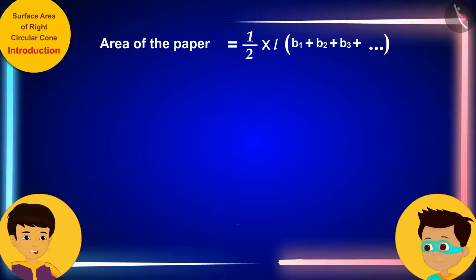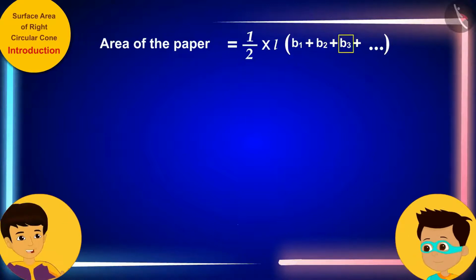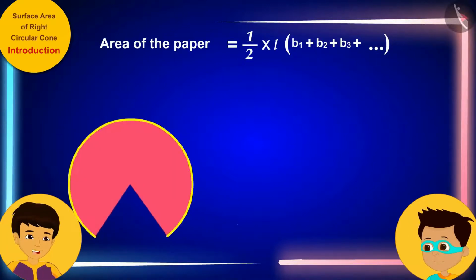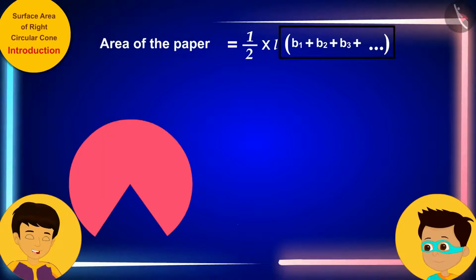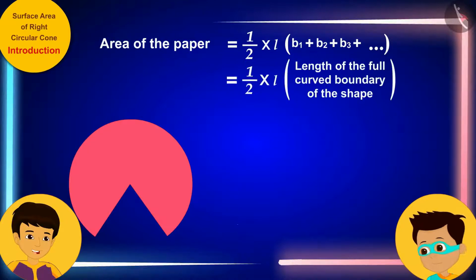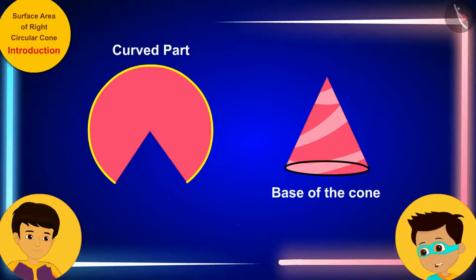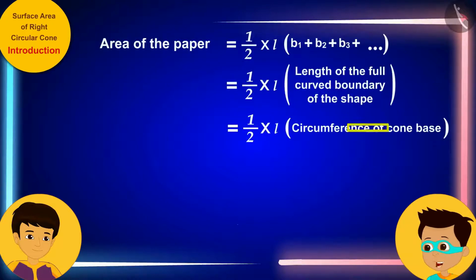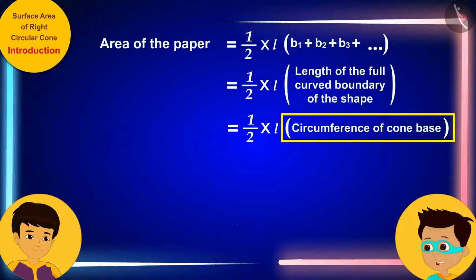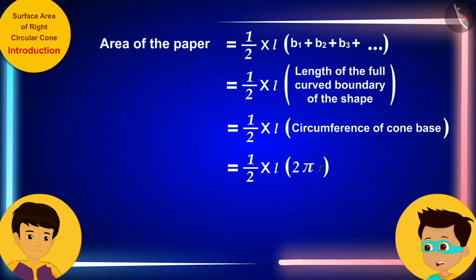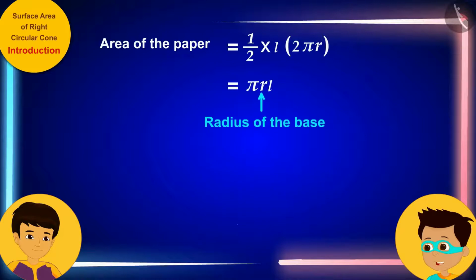But Thomas, B1, B2, B3, etc. together make up the outer part of this shape. So, the sum of all these will be equal to the length of the curved boundary of this shape. That's absolutely right. And this curved part forms the base of the cone. And as we know, the circumference of this base will be 2 pi r, where r is the radius of the base.